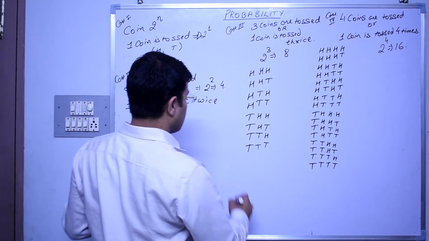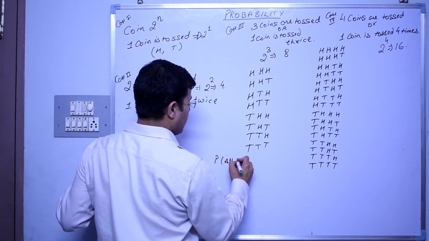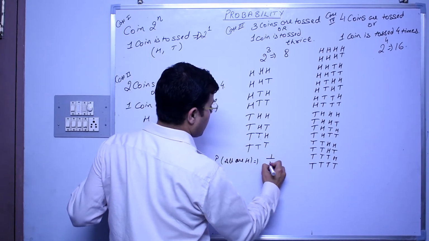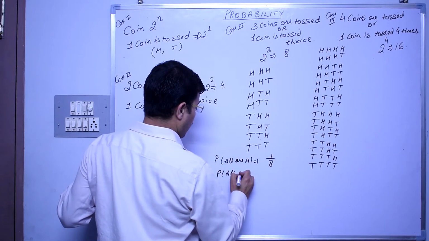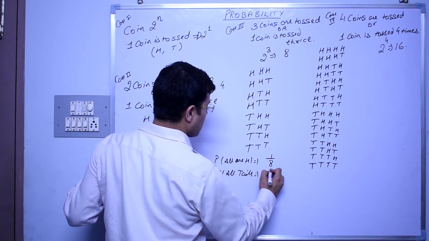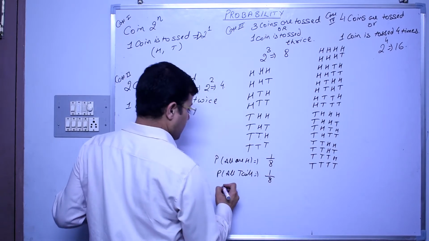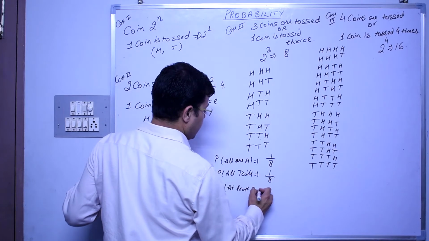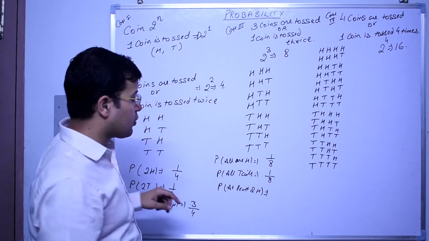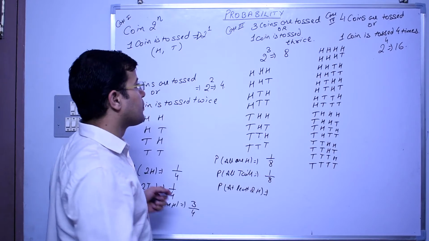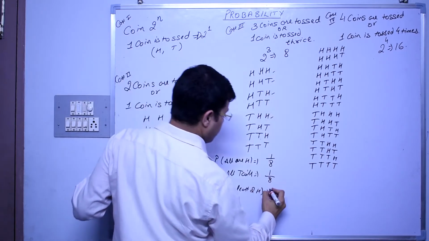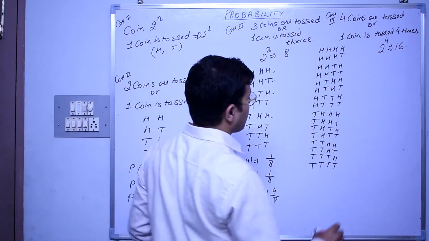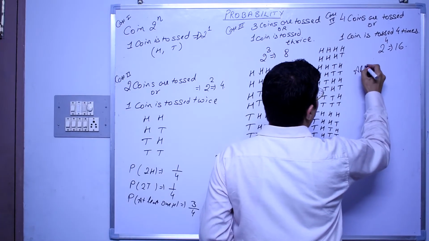Then in this case they can ask you the probability that all of them are heads. All heads, so this will be 1 by 8. Probability of all tails, this will be again 1 by 8. Probability of at least 2 heads: at least 2 heads is 2 or more than 2, so this will count 4 by 8, right?